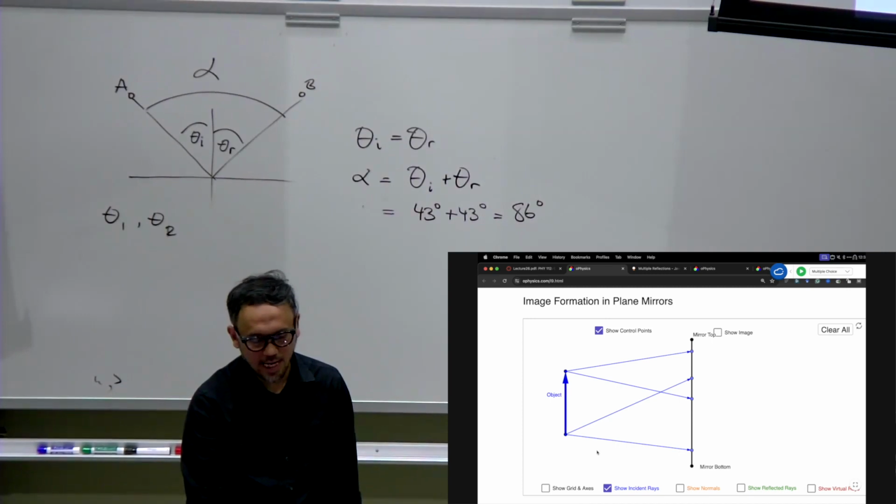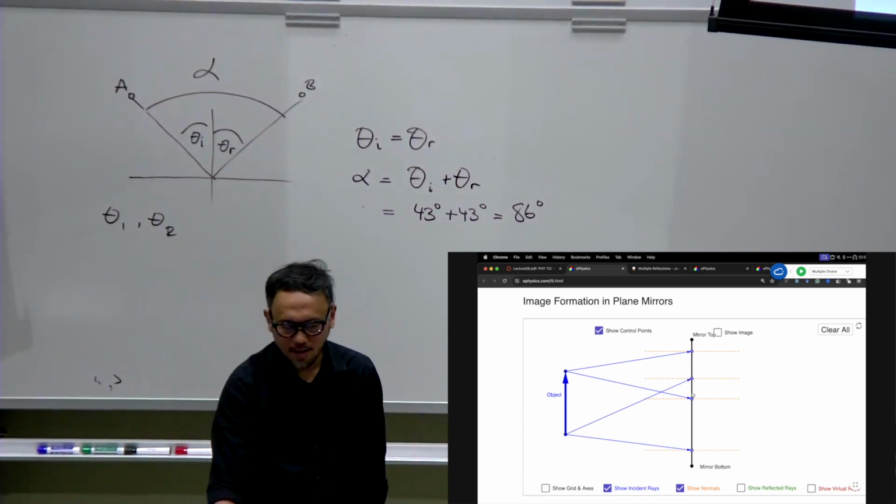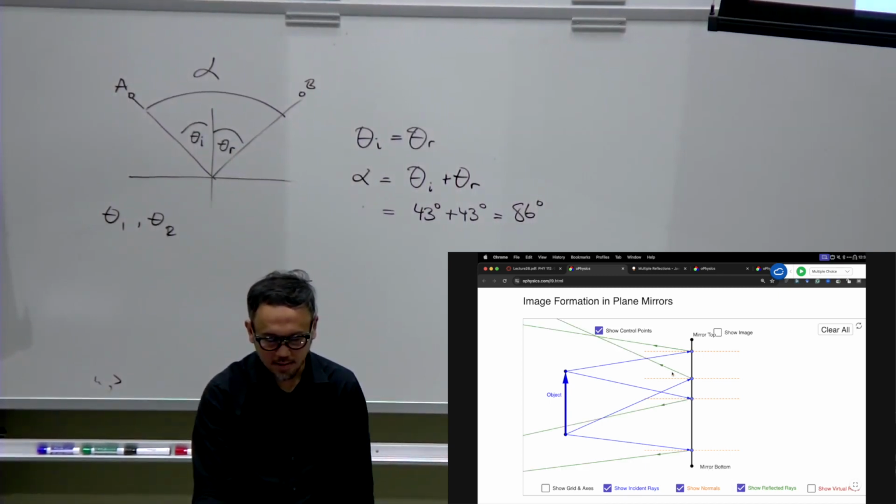But the reality is there is an infinite number of rays, and you can change the position. If you choose any position, it will hit the mirror at a different point. Then you can draw the normal, which is the line perpendicular to the mirror. And the reflected ray is the ray that has the same angle as the angle of incidence.